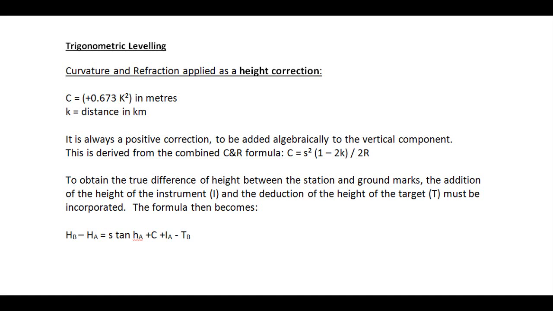To obtain the true height difference between the station and the ground marks, the addition of the height of instrument I and the deduction of the height of target T must be incorporated. The formula then becomes HB minus HA, which is the difference in height, equals S tan of the vertical angle plus C plus the height of instrument at A minus the height of the target at B.